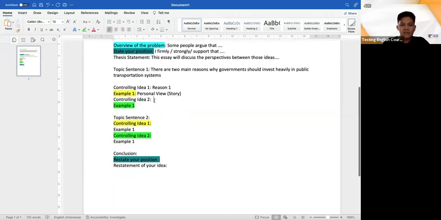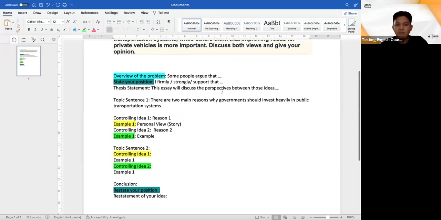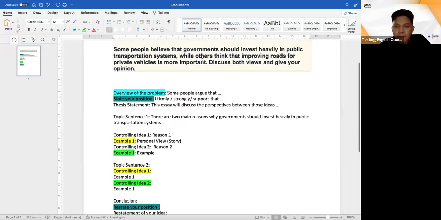After that, controlling idea two, reason two. I hope that you can remember this format, miss, because if not, the writing will be very messy later. Another supporting idea. Oh, sorry. This is discussed in your essay. So topic sentence one.